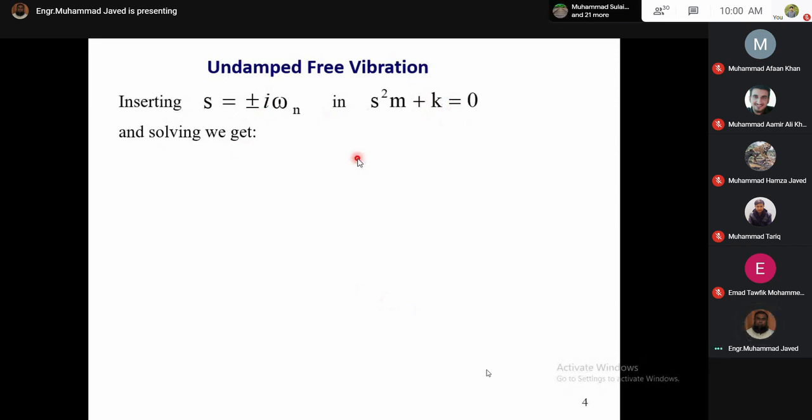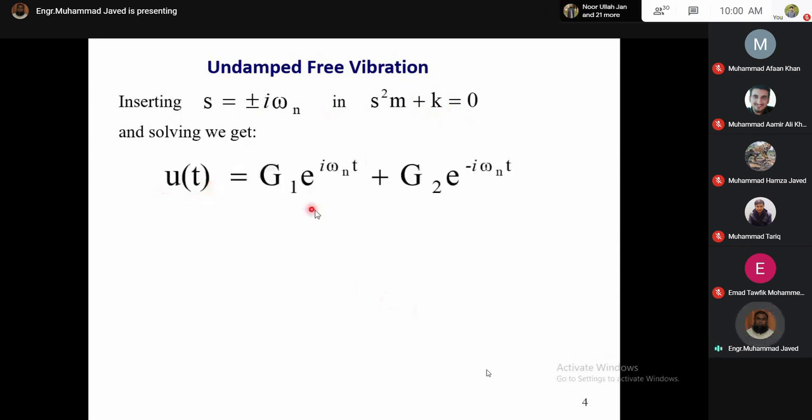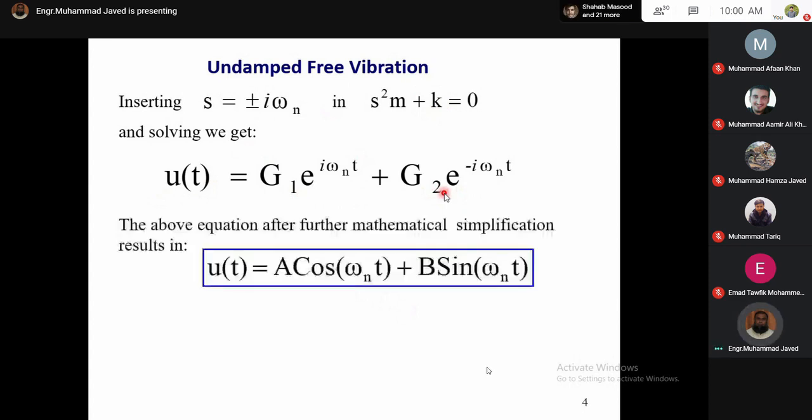I am skipping the derivation part. I am just writing the solution. We will have a solution of this type. Again, g1 and g are constants which can be determined. And again, if we solve this mathematical equation, again I am skipping the derivation and writing the final mathematical part, which will have a format of this type: u of t equal to a into cos omega n t plus b sin omega n t.